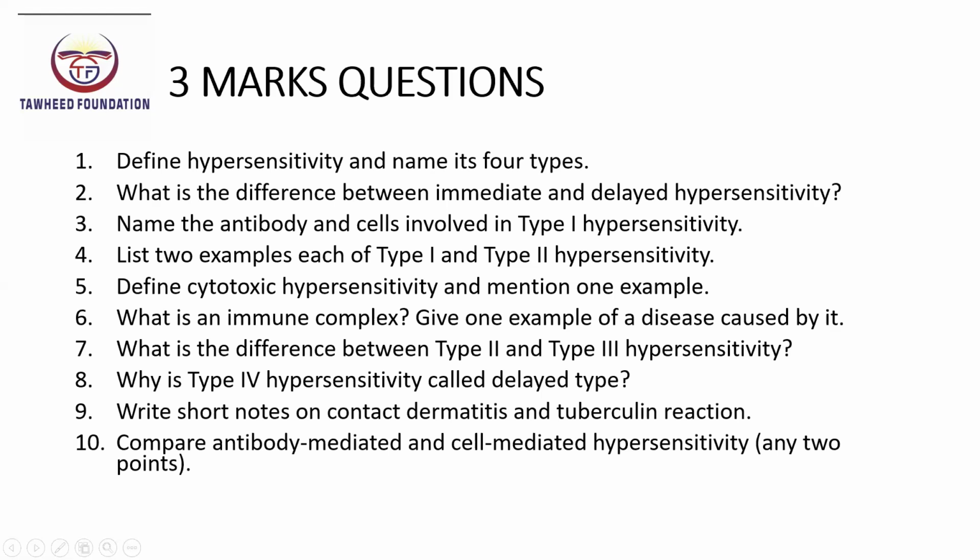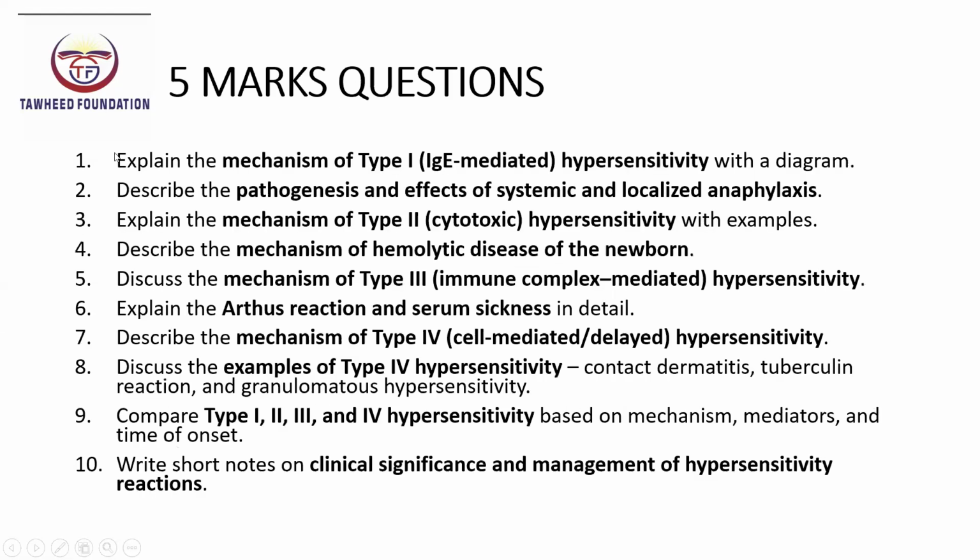I need 2 points. Questions for 5 marks. First, explain the mechanism of type 1, that is IgE-mediated hypersensitivity, with diagram. Second, describe the pathogenesis and effects of systemic and localized anaphylaxis. Third, explain the mechanism of type 2, that is cytotoxic hypersensitivity, with example. Fourth, describe the mechanism of hemolytic disease of the newborn.